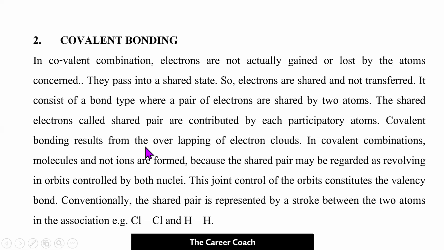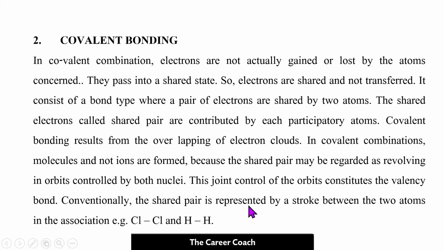Covalent bonding results from the overlapping of electron clouds. In covalent combination, molecules and not ions are formed. So, in covalent bonding, molecules, not ions, are formed because the shared pair may be regarded as revolving in orbits controlled by both nuclei. This joint control of the orbits constitutes the valence bonding.